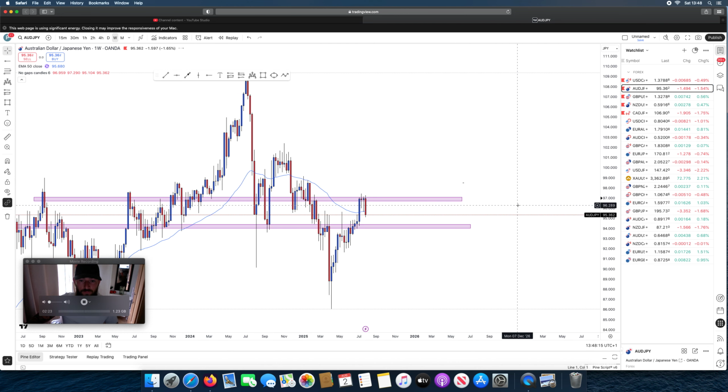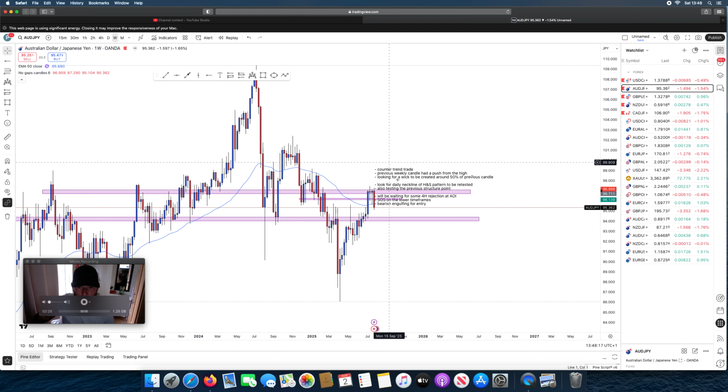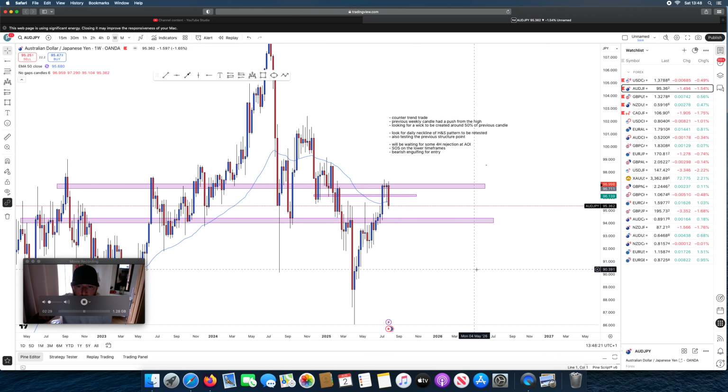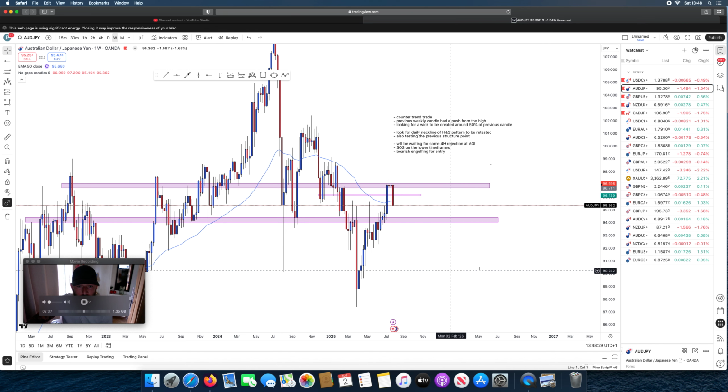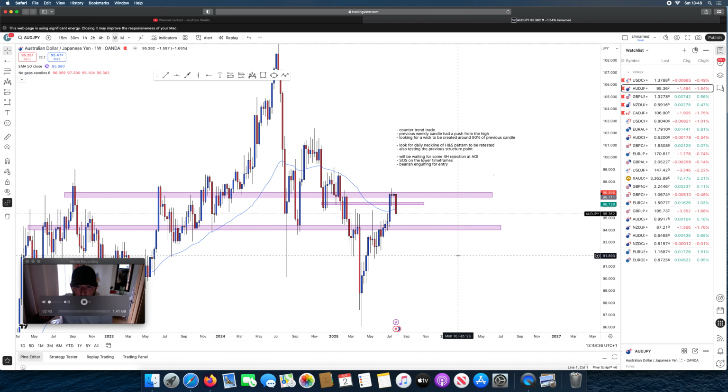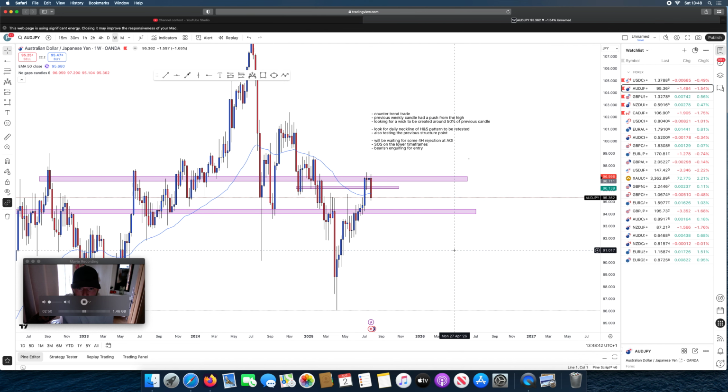Moving on, AUD JPY. This is again a counter trend trade, so it's a bit more of a high risk trade, but it does all make sense to me, so I will possibly be looking to take it. If you remember, last week we took a trade on this, which hit take profit for 2R. Check my previous video for the reason behind that.